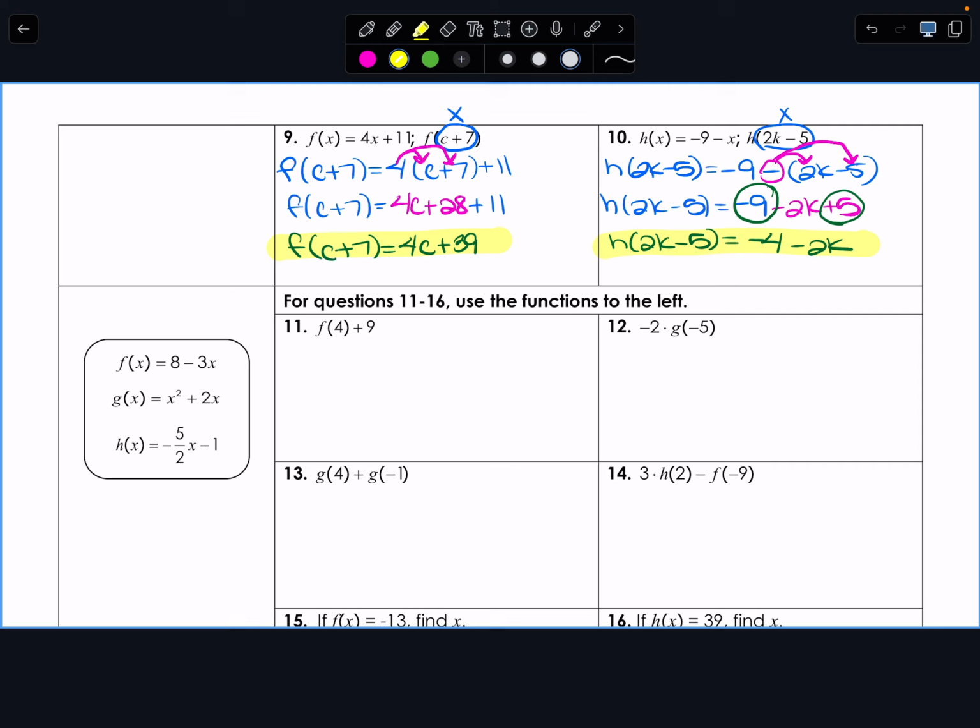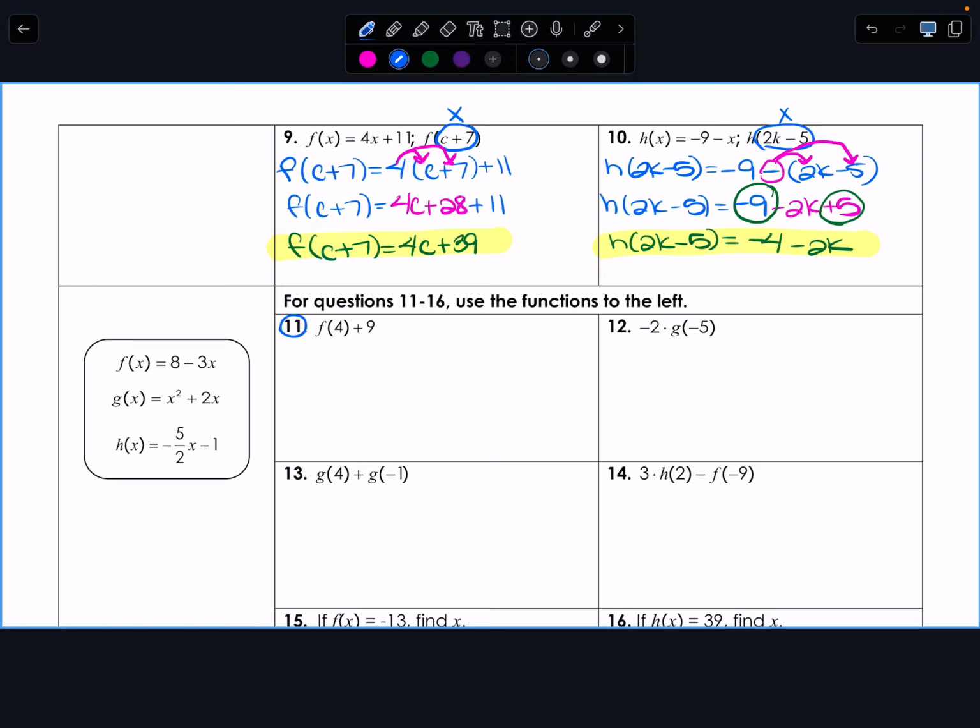So now I can take a function, evaluate it, and do something else with the equation, right? So I can add something to it. I can multiply something by it. I can evaluate the two functions and do something with them. And so if I wanted f of 4 plus 9, I have to find what f of 4 is first.